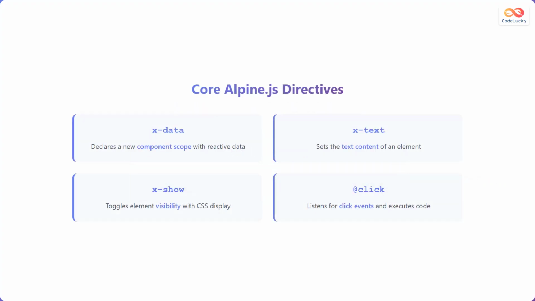Alpine.js uses directives to add functionality to your HTML elements. The 4 core directives you must know are x-data, which declares a new component scope with reactive data properties, x-text, which sets the text content of an element dynamically, x-show, which toggles element visibility using CSS display properties, and @click, which listens for click events and executes JavaScript code. These directives form the foundation of most Alpine.js applications and are frequently asked about in interviews.